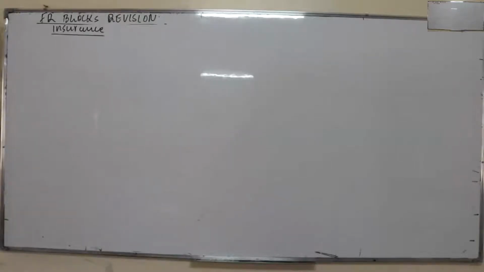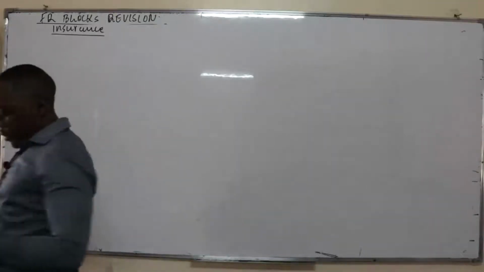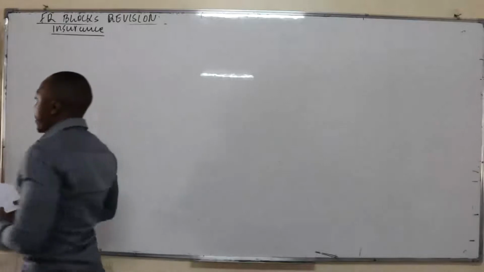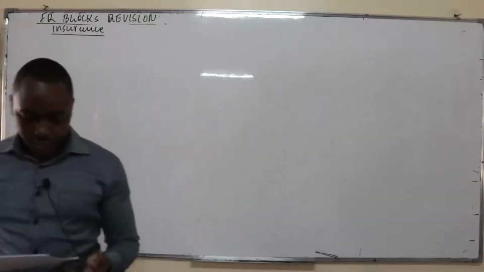So now let's continue. Let's do financial reporting, revision. And I want us to start on insurance, accounting for insurance.